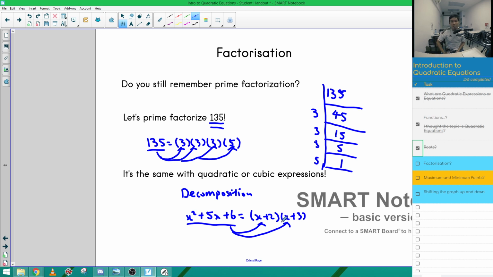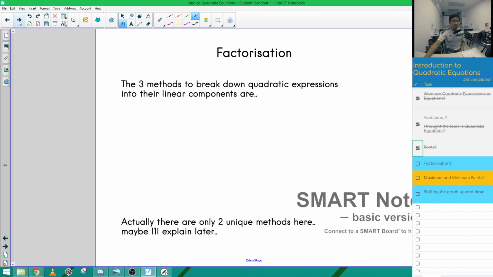So let's look at factorization. Again, factorization is not something new. We've already done it in secondary 2. In fact, we learned 3 methods to break down a quadratic expression. If you recall the first one that I just did with you, putting into (x plus 2)(x plus 3), that is cross factorization.